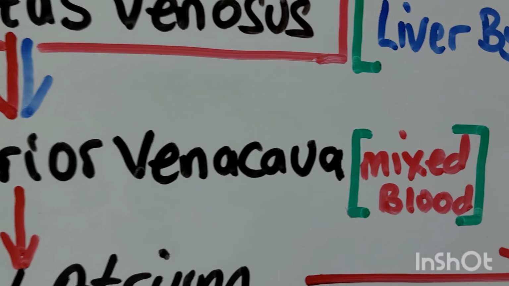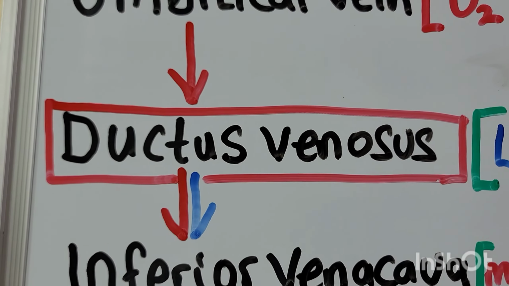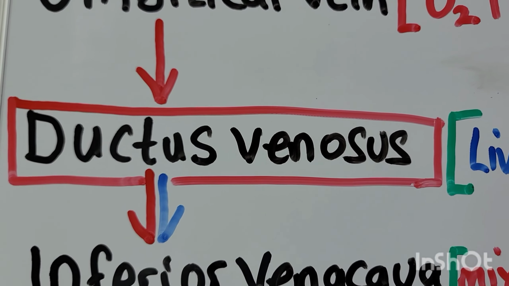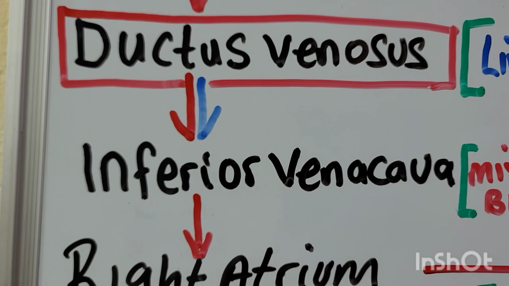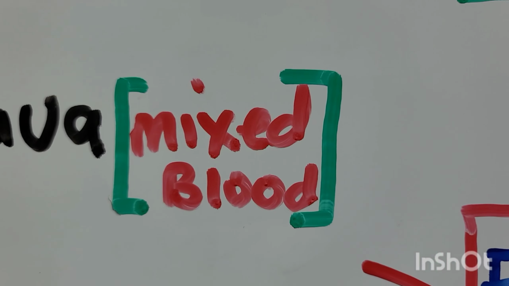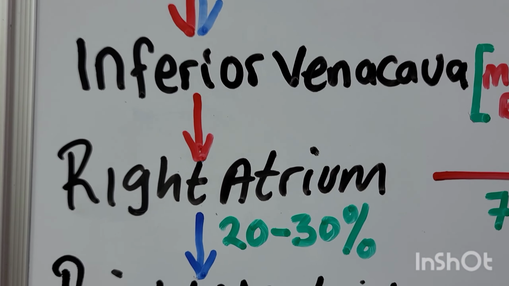In the inferior vena cava, we said that there is going to be mixing of the blood. Blood coming from the ductus venosus is rich in oxygen and nutrients, but of course when it reaches the inferior vena cava, it mixes with the blood coming from the lower extremities, meaning that in the inferior vena cava you have mixing of the blood. From the inferior vena cava, this blood moves into the right atria.